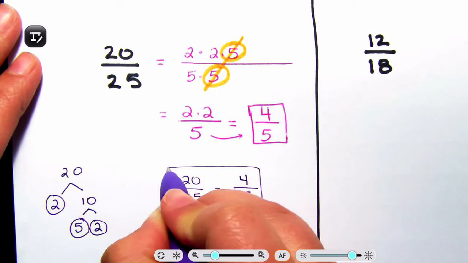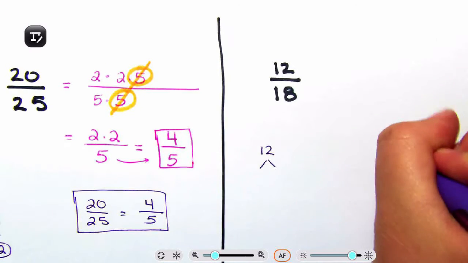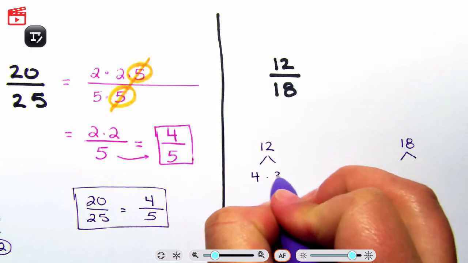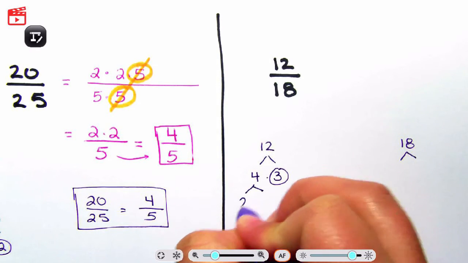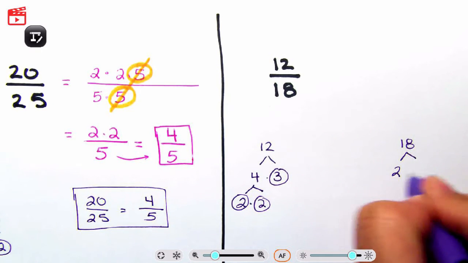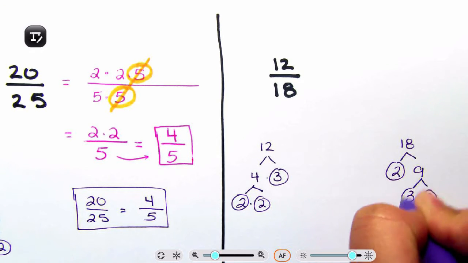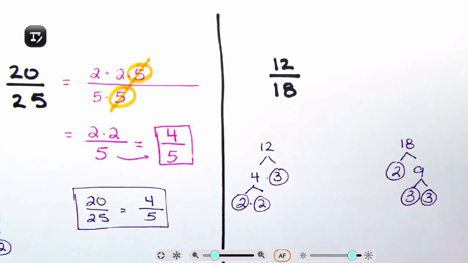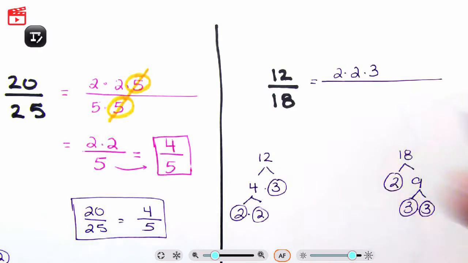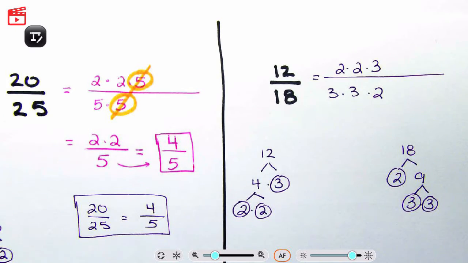Let's do another one, 12 and 18. Here's 12, here's 18. Again, you may start not wanting to do your trees and just write them out, that's fine. 4 times 3 is 12, 3 is prime, 4 is 2 times 2, 2 is prime. 18, you can do many things for 18. I'm going to choose to do 2 times 9 is 18. 9 is 3 times 3. 3 is prime, 2 is prime, so let's go ahead and write this out. I have 2 times 2 times 3 for my prime factors of 12. I have 3 times 3 times 2 for my prime factors of 18.